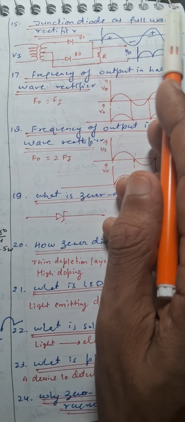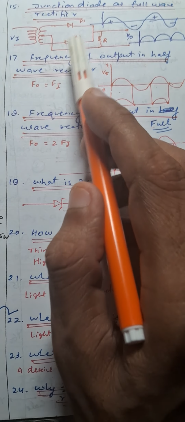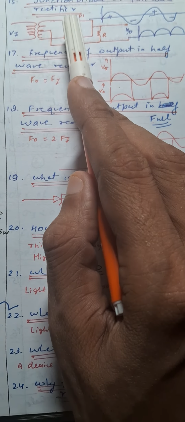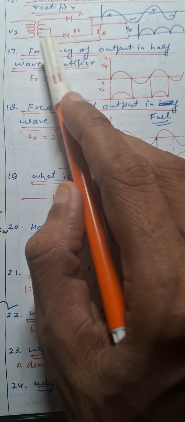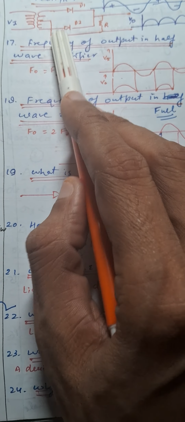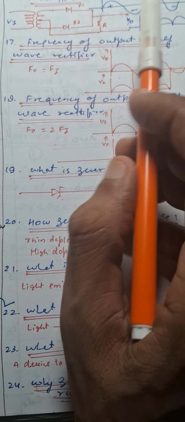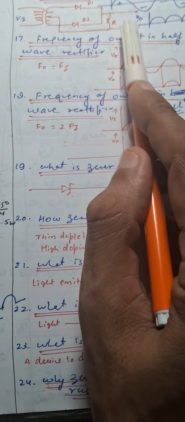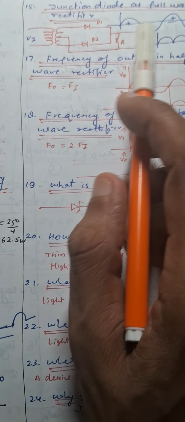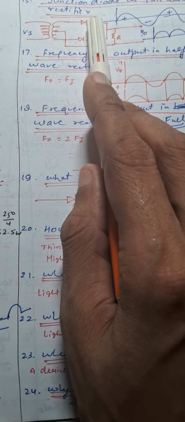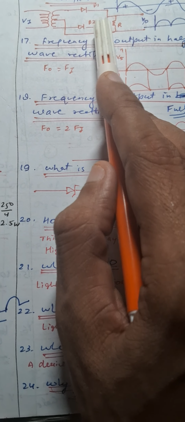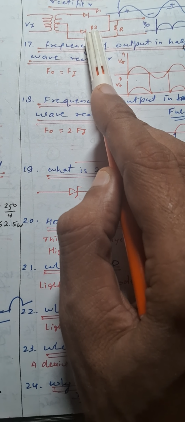Then is the junction diode as a full wave rectifier. In a full wave rectifier we use two diodes D1 and D2, and we use a center tap transformer which is tapped from the center, and output is taken over this resistance. During the first cycle D1 is forward biased, so it will conduct, but D2 will be reverse biased, so it will not conduct.